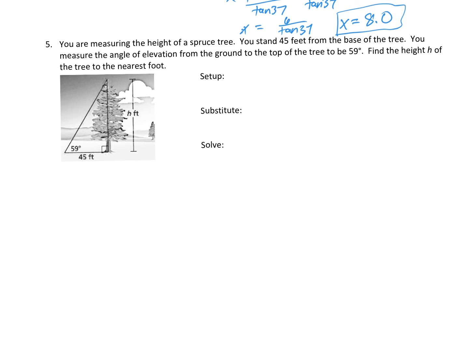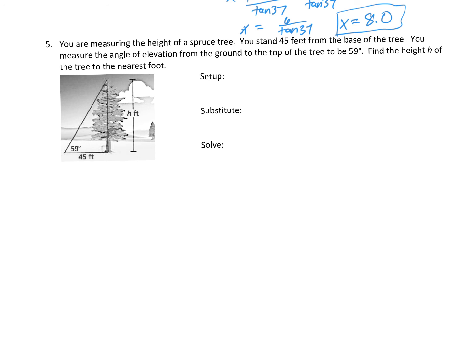Last example here. Let's go over this word problem. You are measuring the height of a spruce tree. You stand 45 feet from the base of the tree. You measure the angle of elevation from the ground to the top of the tree to be 59 degrees. Find the height h of the tree to the nearest foot.